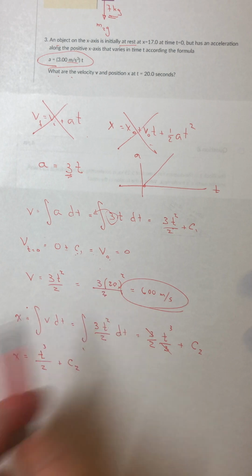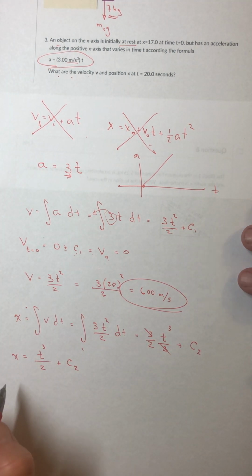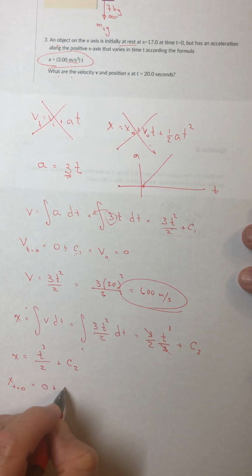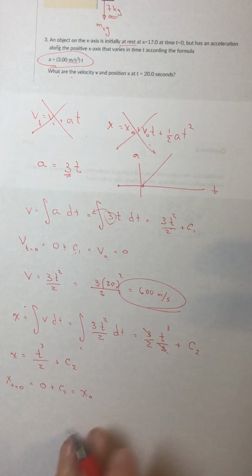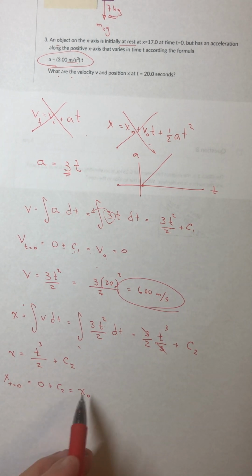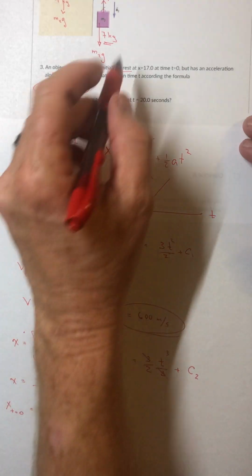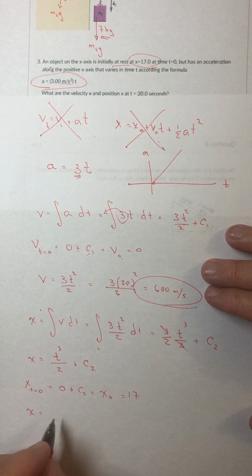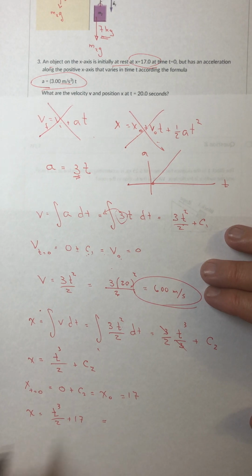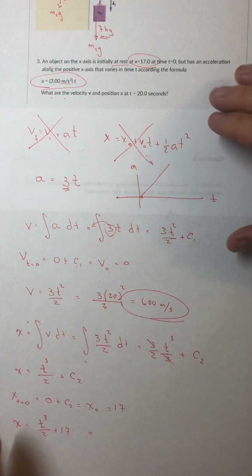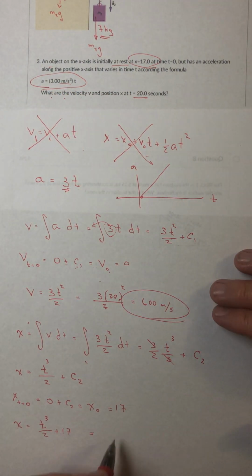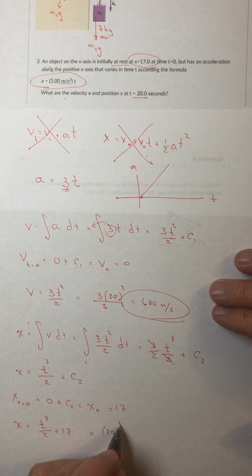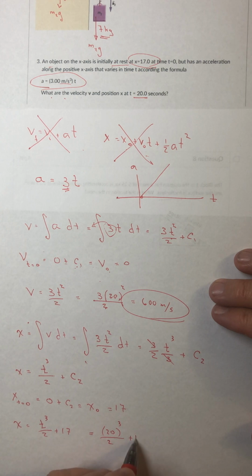And like we did when we did the first integral, you might want to stop and think about it. What is the position when time equals 0? It would give me 0 plus C2. So a good physical interpretation of this mathematical constant is its initial position, which, coming back to the problem, clearly says it's a 17. So the equation for position must be t cubed over 2 plus this 17. And now to finish this problem and the test, we can put in our 20 seconds. And so 20 seconds cubed divided by 2 plus 17.